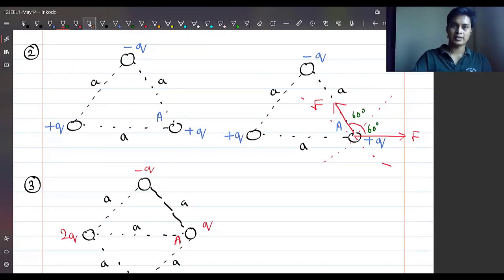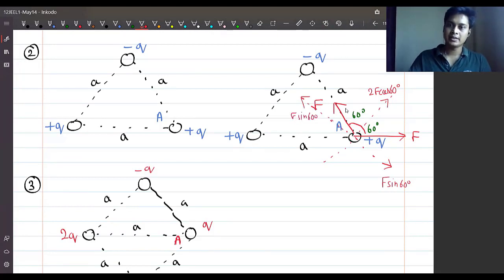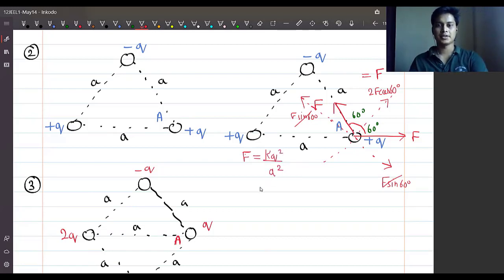So I can take the components like this. It will be f cos 60, f cos 60. So here it is 2f cos 60 degree. And the f sine 60 part, it gets cancelled out. Along this direction, it will be f sine 60. I'm taking the component of this force over this and over this. F sine 60 gets cancelled out. The resultant force is 2f cos 60. That will be just f. What is f? F is simply written as kq square upon a square.